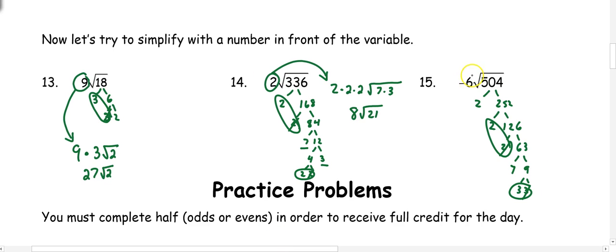Don't forget there's already a -6 out front. So in this case, we have -6 times a pair of 2's times a pair of 3's. Under the root, we have a 7 and a 2 left over, so those stay underneath the square root. So -6 times 2 times 3 is -36 root 14.